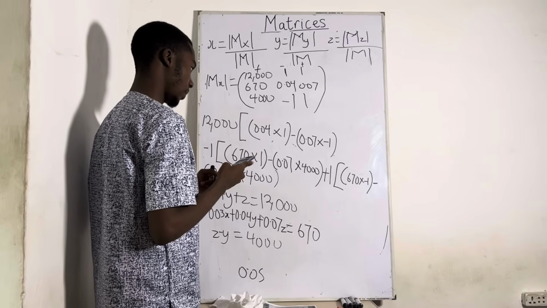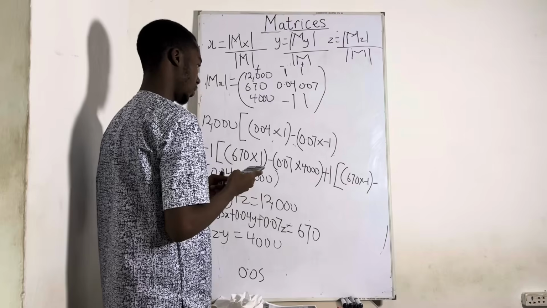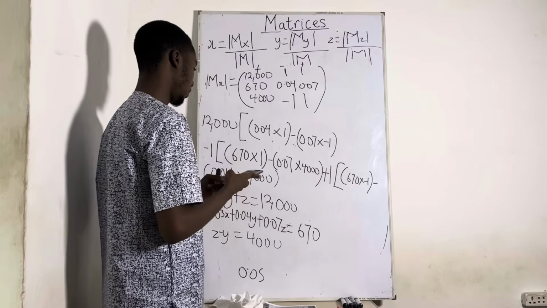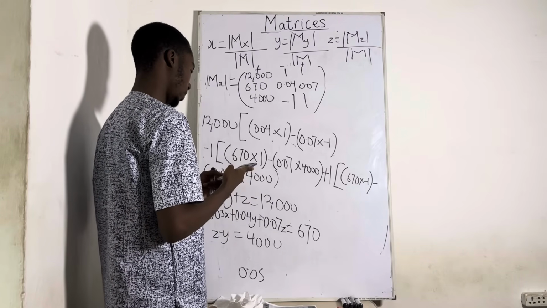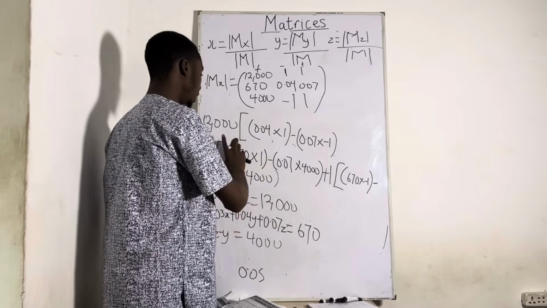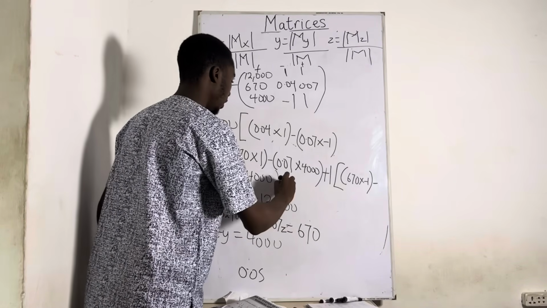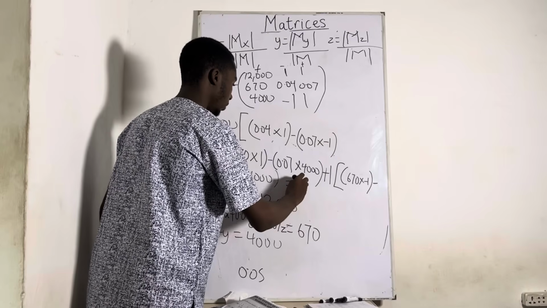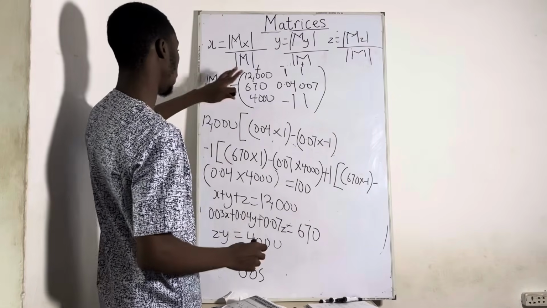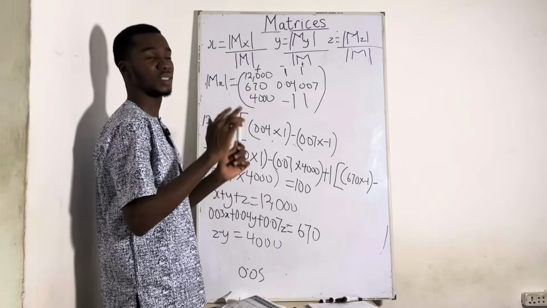So 670 times negative 1, then close brackets, minus into brackets 0.04 times 4,000. All right, so when you do all this on the calculator, you're supposed to be getting 100. So all this is equal to 100. Do you get it? So when you punch all this on the calculator. So if you do it and you're not getting 100, then I advise you to do it step by step.